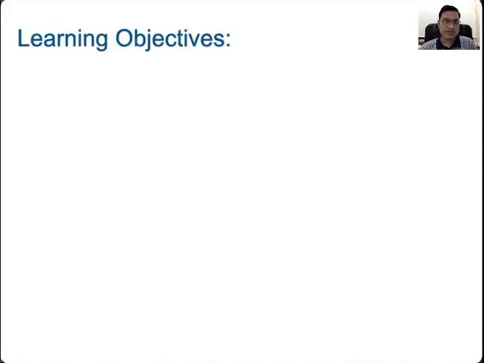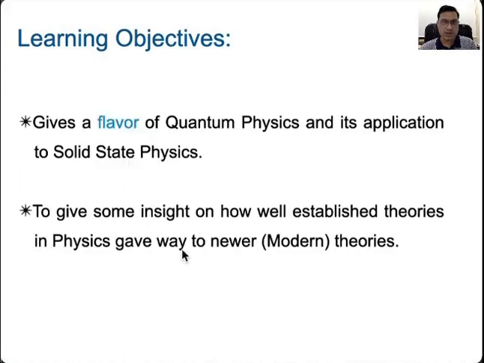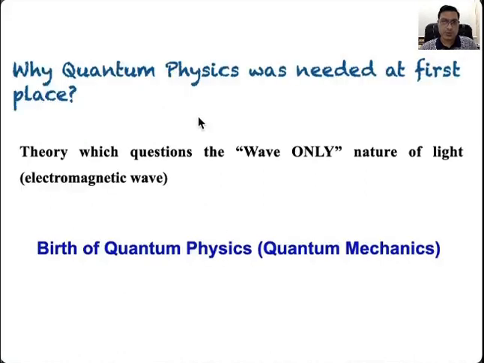So what are the learning objectives of this course? This course is going to give you a flavor of quantum physics in application to solid state physics. And an important thing is that this course is going to give some insight on how very well established theories in physics gave way to newer or modern theories. So why was quantum physics needed in the first place? This is a very important question that you may ask: why was quantum physics needed at all?